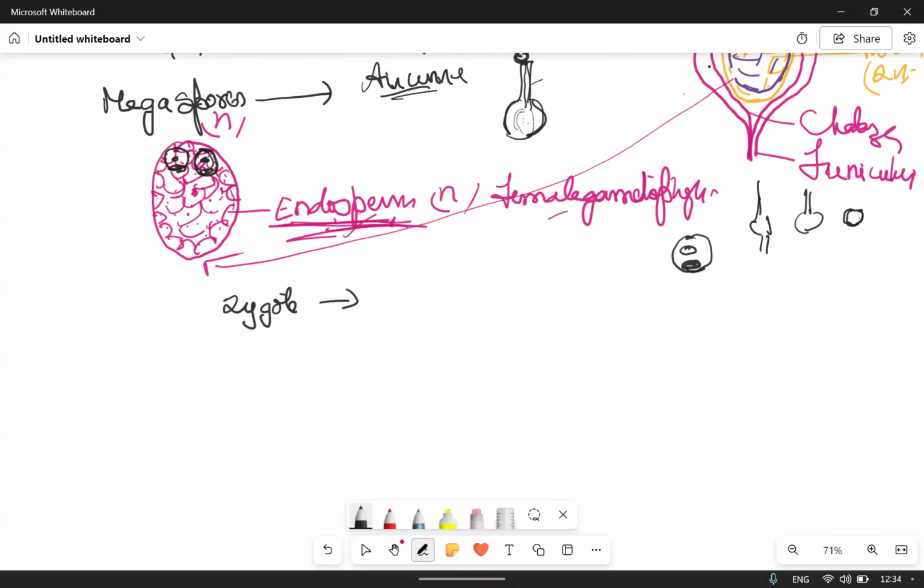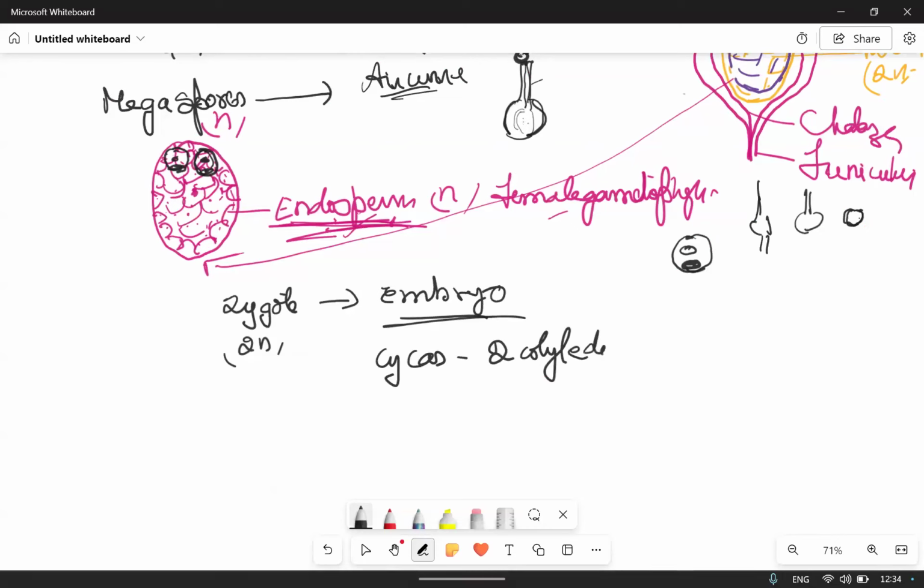Zygote is diploid. Zygote develops into embryo. Okay, you can see in Pinus polyembryony. So how many cotyledons does the embryo have? In cycas, 2 cotyledons. But in Pinus, many cotyledons. Okay, seeds, they may undergo dormancy.